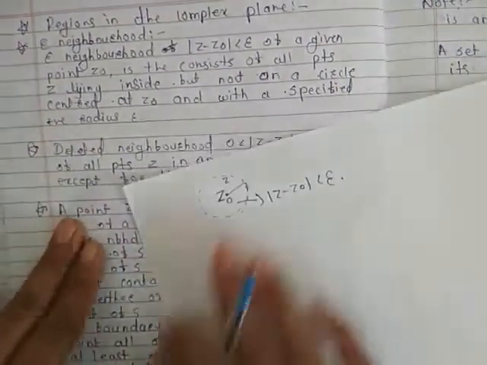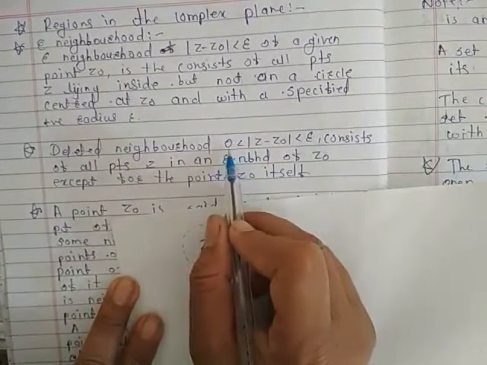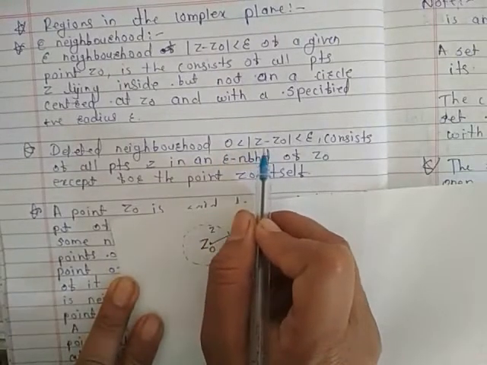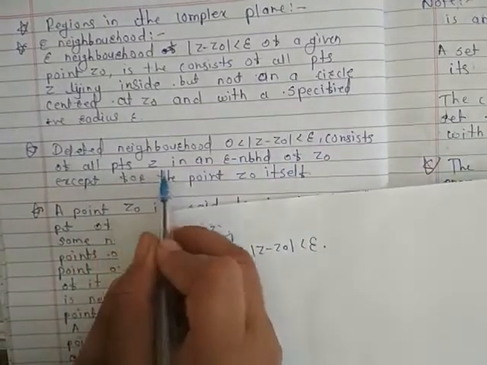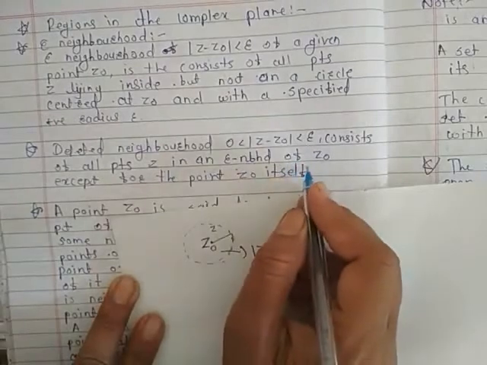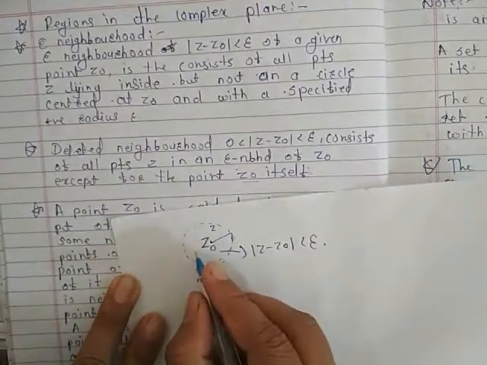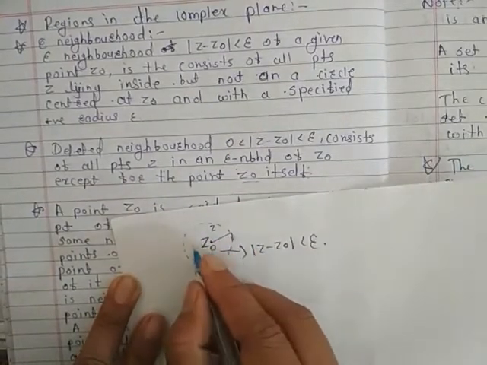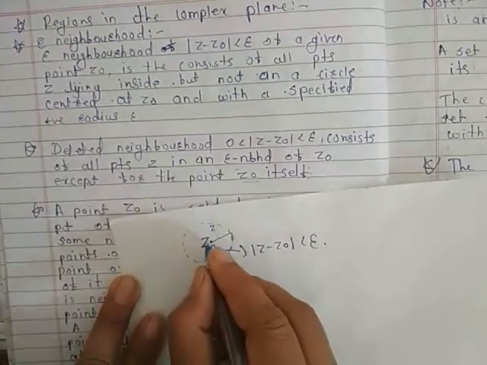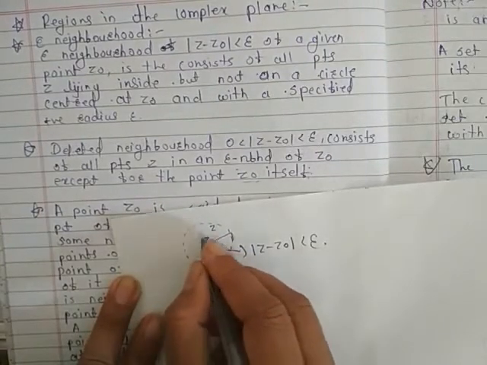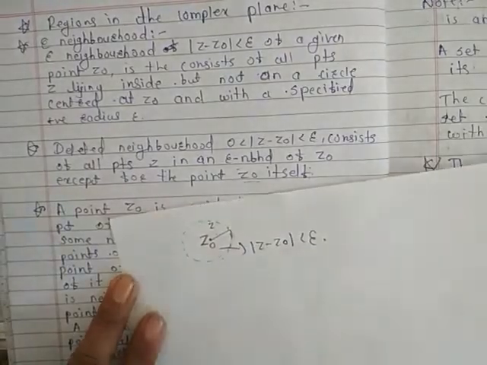Okay. Next is deleted neighborhood. Deleted neighborhood is nothing but 0 is strictly less than modulus of z minus z0 is strictly less than epsilon. It consists of all points z in an epsilon neighborhood of z0 except for the point z0 itself. Deleted neighborhood means it consists of all points in the epsilon neighborhood except z0. It means we have to delete z0 from the epsilon neighborhood of z0.